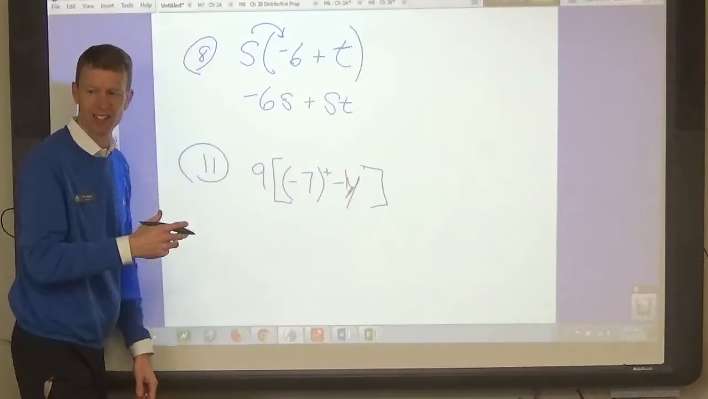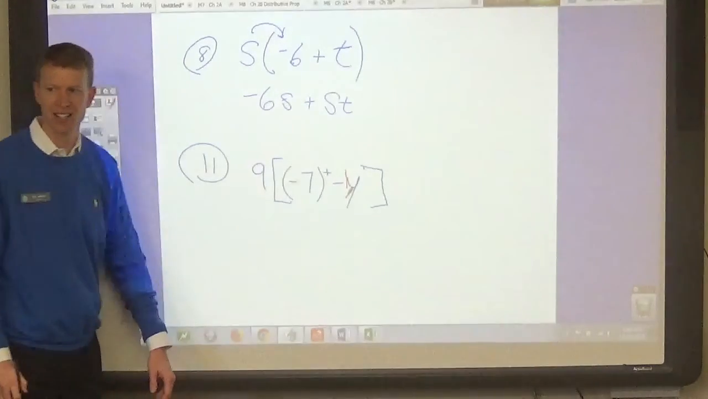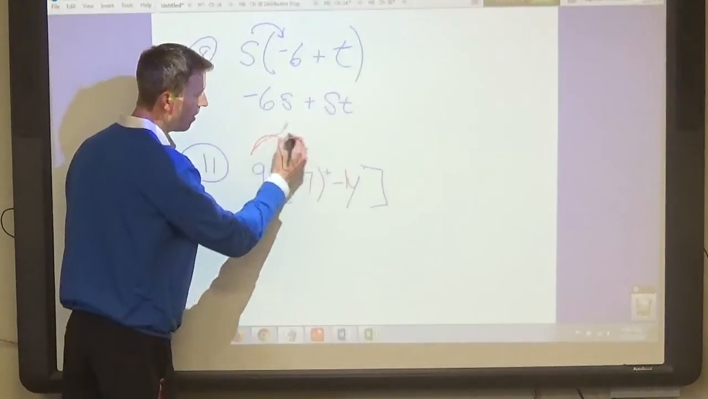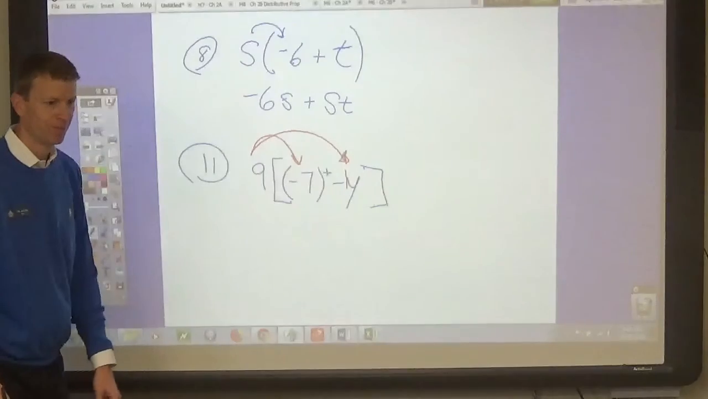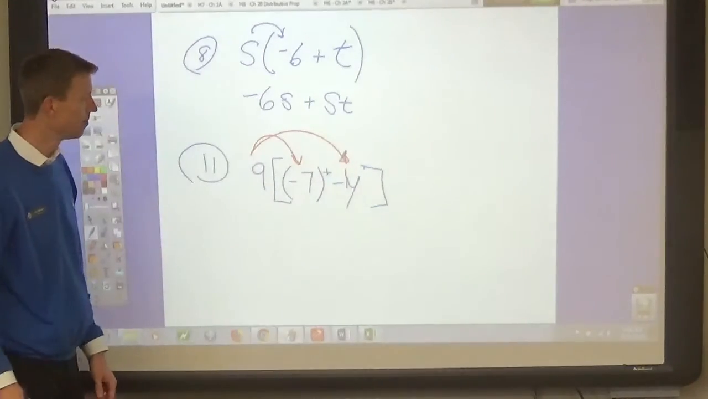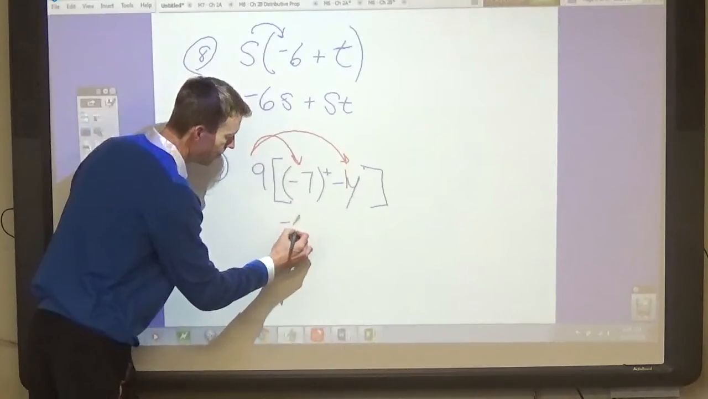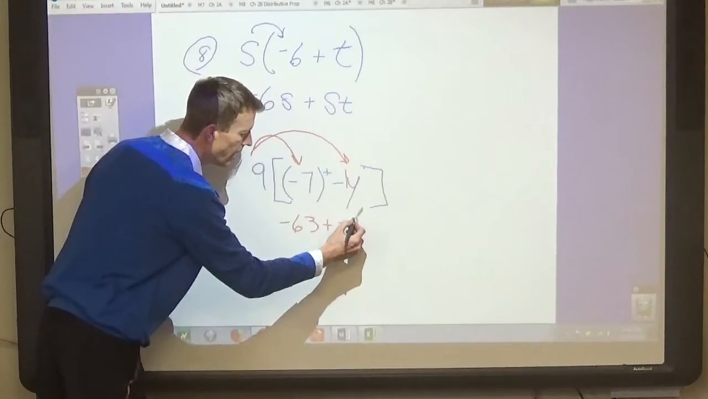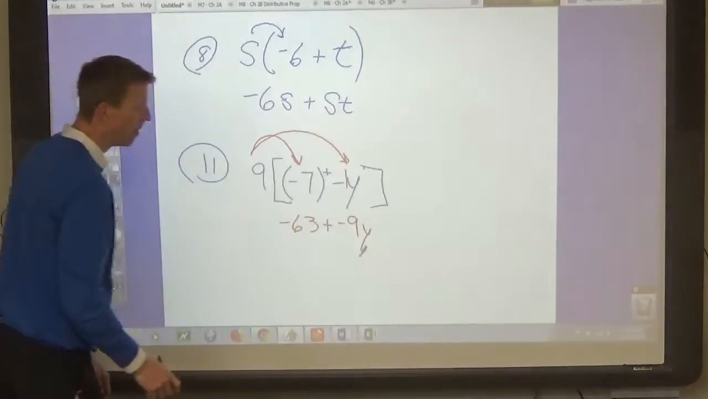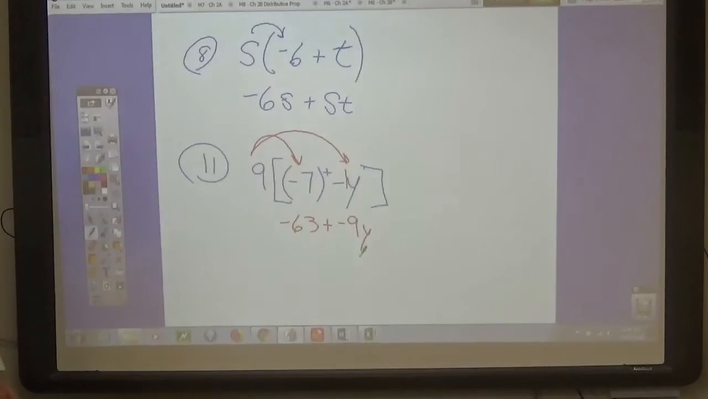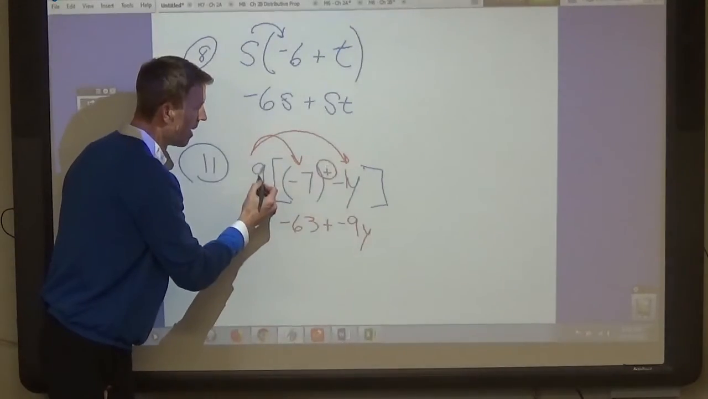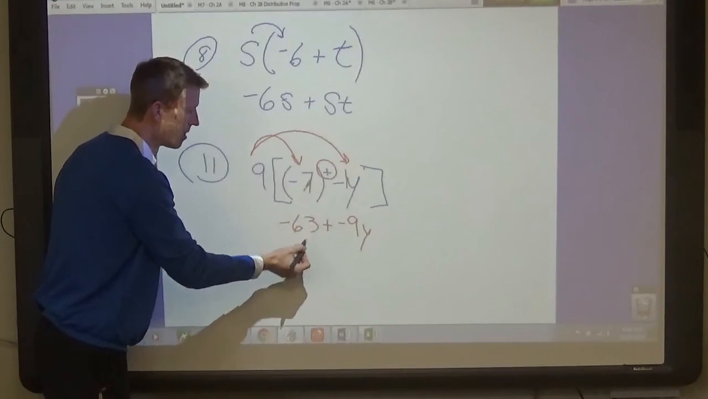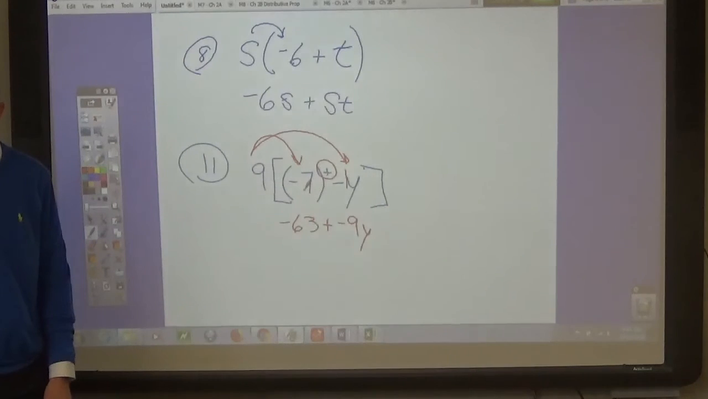Did everybody get that? Y can stand for anything, but it's not -7. So we have to multiply. Andreas, what'd you get? -63 plus -9y. Very good. Keep the plus sign. Positive times negative is negative. Okay?